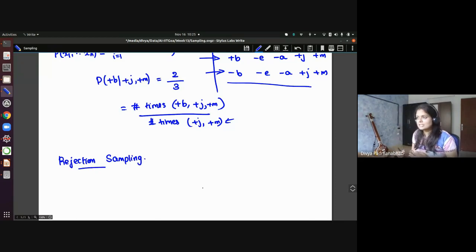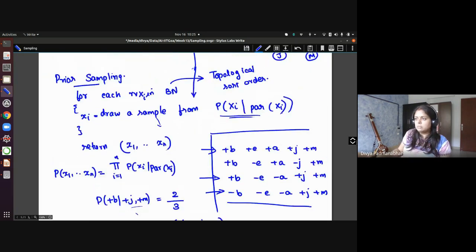What you do is essentially keep drawing samples. Now you have some evidence, and whenever your samples don't match the evidence, you just discard them. Ignore that sample and repeat the process, trying to get a new sample, hoping that now your evidence will be taken care of. So it's basically the same algorithm. Let me just copy this down.